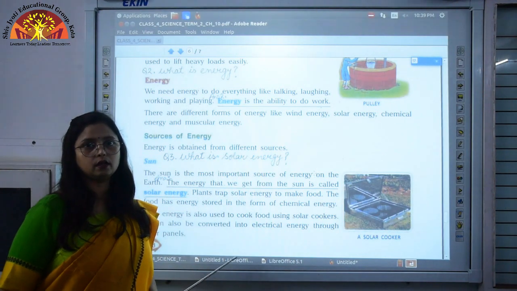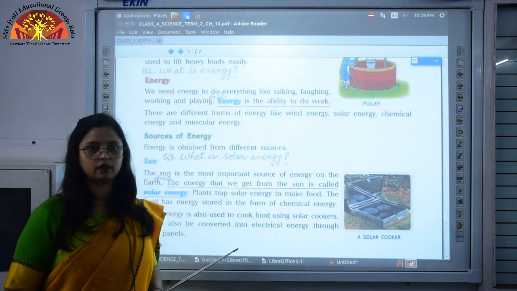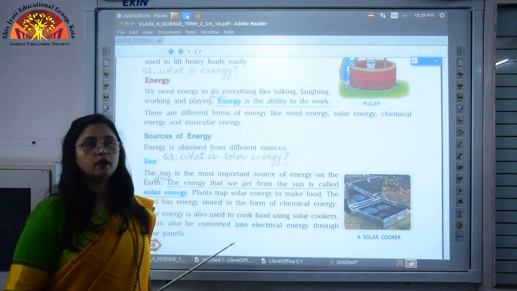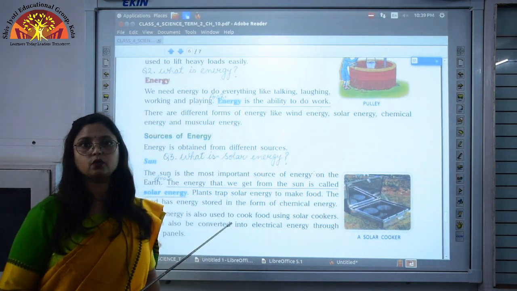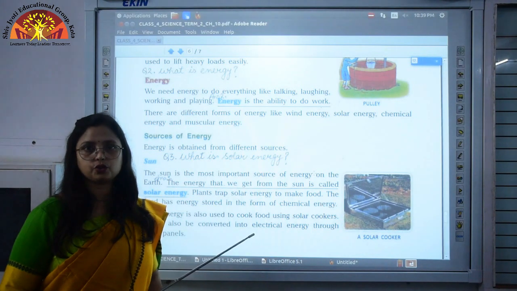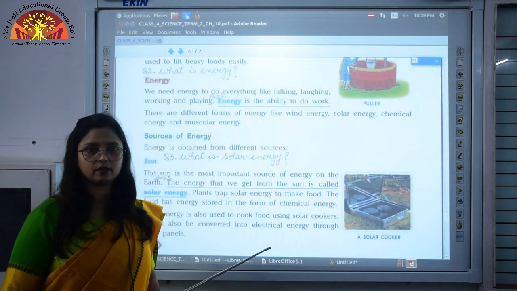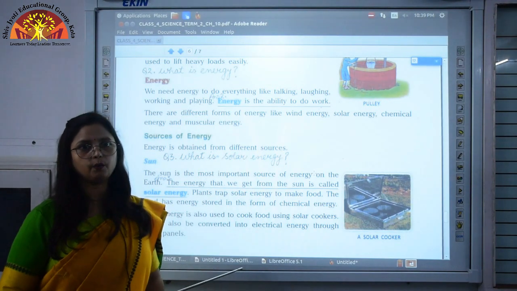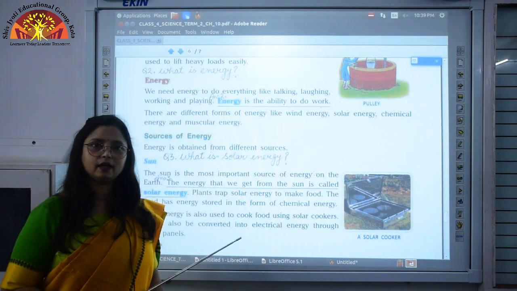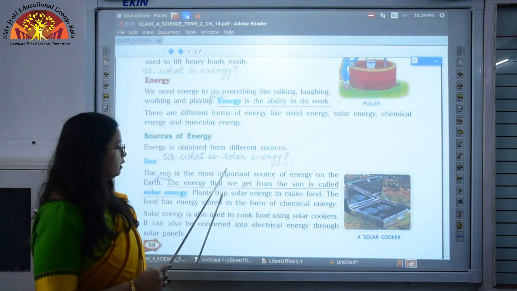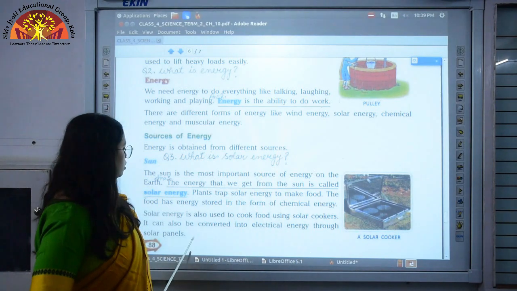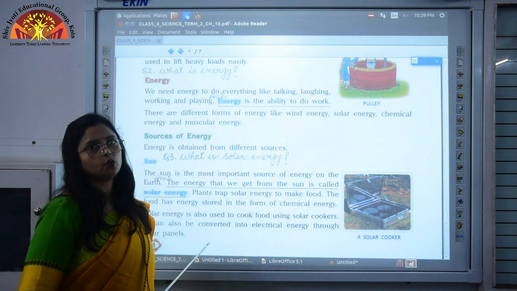Now children, on this earth, the sun is the ultimate source of energy. It provides energy in the form of heat and light, and the most important thing is the plants that use this solar energy to perform photosynthesis. They prepare food using solar energy, and that food is stored in the form of chemical energy inside our body, and whenever we require it, we get that chemical energy inside our body to do our work. Similarly, solar energy can also be used to cook food using solar cookers. It can also be converted into electrical energy using solar panels.